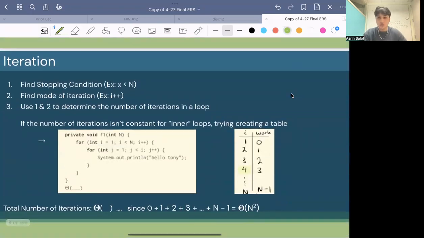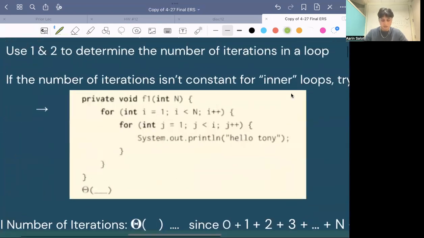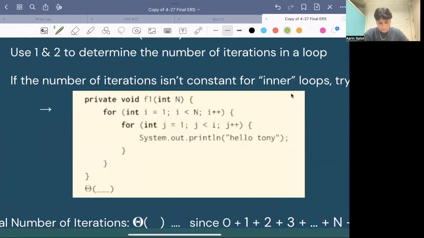Now, sometimes in 6U&B, the number of iterations in your inner loops won't always be constant. In those cases, it's really useful to try and create a table. For the example below, we see that our inner for loop j depends on our value of i, which is changing per every single iteration. Therefore, it's not that easy just by looking at this code to determine the runtime. So in order to tackle this, we can create a table.